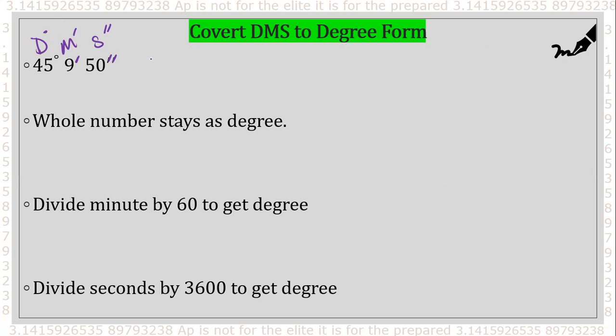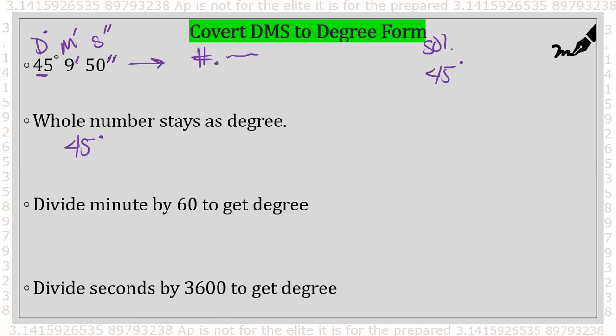We want to change this into a degree only, meaning a degree that's most likely going to have some sort of decimal places. Keep in mind, I want to change degrees, minutes, and seconds into a degree. This 45 is already a degree, so I'm going to leave that as it is. In my solution, I should already be thinking about 45 with a degree symbol.